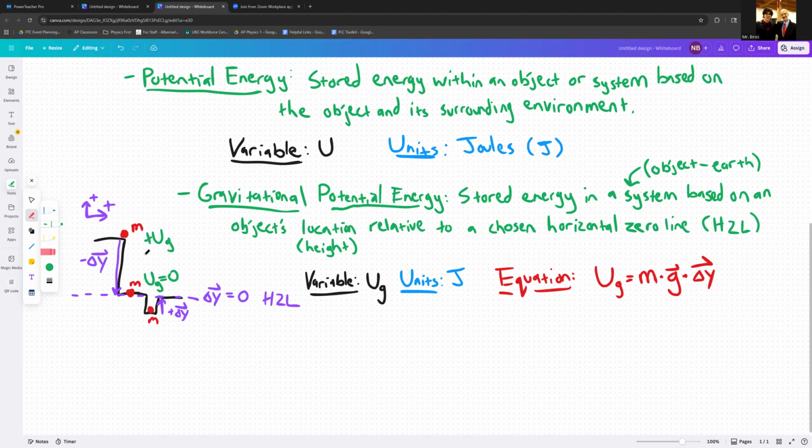So in our equation, if we plug in a positive mass for the object with a negative g and then a positive delta y, the number we get will be negative. So you do actually have, in this case, with an object below the horizontal zero line, a negative gravitational potential energy. So what does that actually mean?